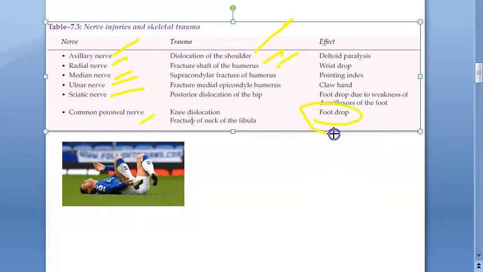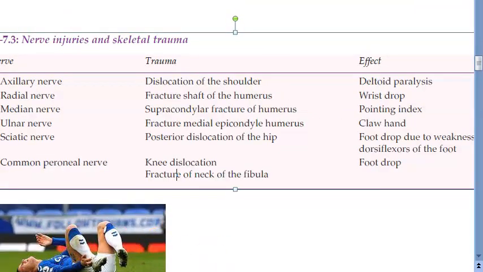It can lead to foot drop. Yeah. So all this also you can write. So what will be the consequences of hurting your radial nerve? Wrist drop. Consequence of hurting your common peroneal nerve, foot drop. And what about ulnar nerve hurting? It can lead to claw hand.